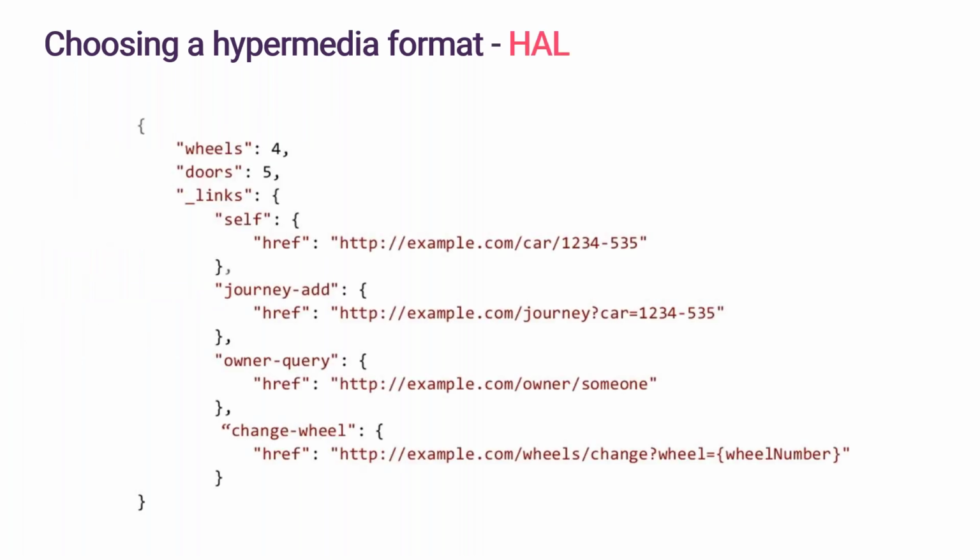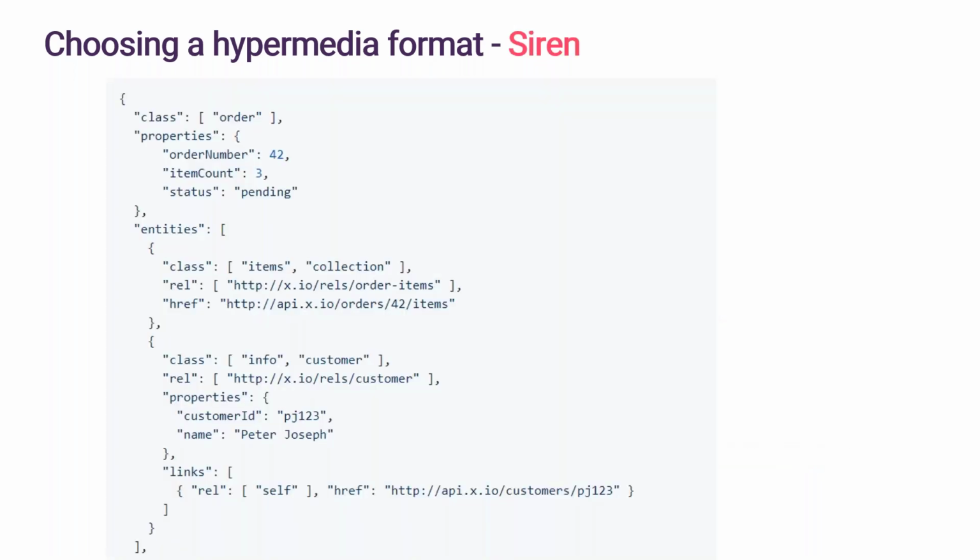Choosing HAL is one option. HAL is the Hypertext Application Language. It looks like this. You have a section with links, and in the links you have the href and maybe the operation or the state of that specific request. Unfortunately, to do that in .NET, you do not really have libraries. Another format is Siren, which describes the entities, the classes, the relations, the URIs, and so on for every property.